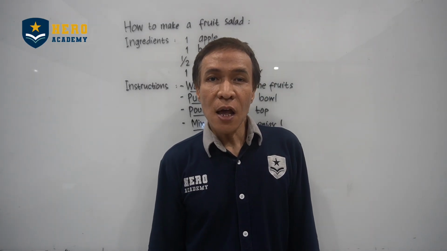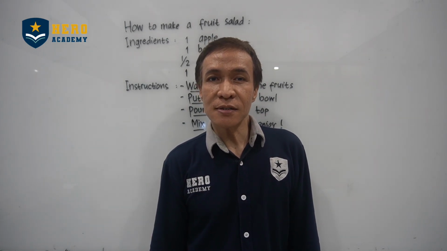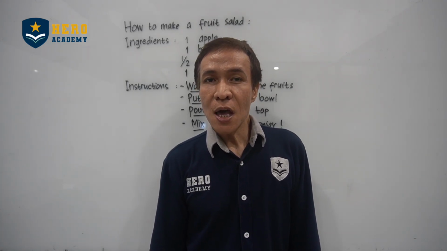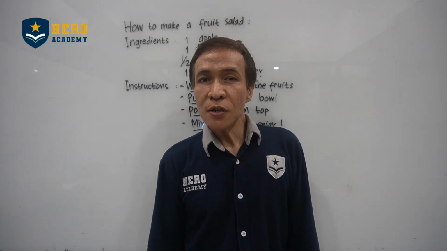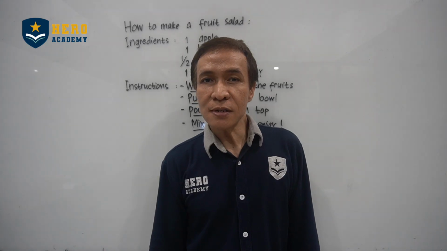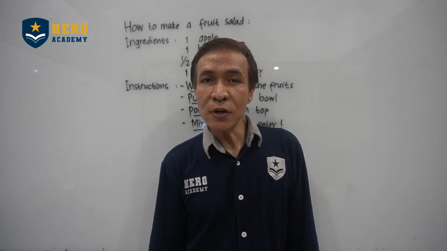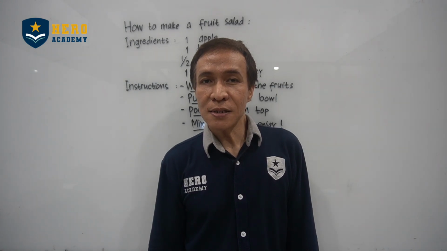By the end of the lesson, you'll be able to identify the key features of a recipe text, such as title, ingredients, instructions, and sequence words. You'll be able to read and understand a short recipe text. You'll be able to write a simple recipe using correct sequence words such as first, next, then, finally. And the last one, you'll be able to use imperative verbs such as pour, stir, cut, and mix.